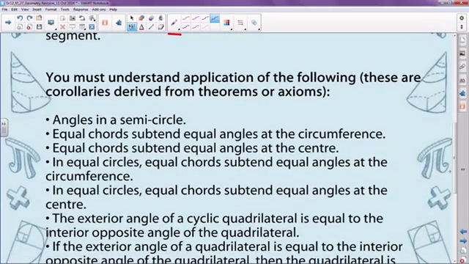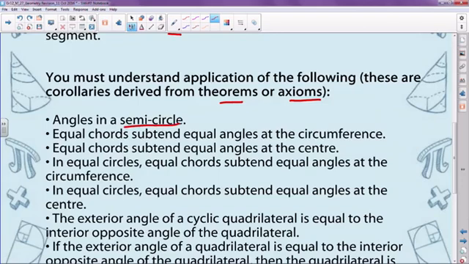Okay. Now you must understand the application of the following. So these are what we call corollaries. They derive from the theorems. We also call them axioms. Okay. You need to know about angles in a semicircle. Remember, angles in a semicircle are equal to 90 degrees.